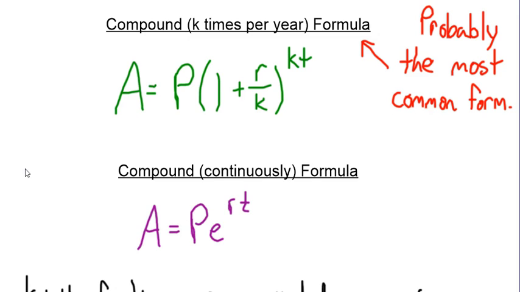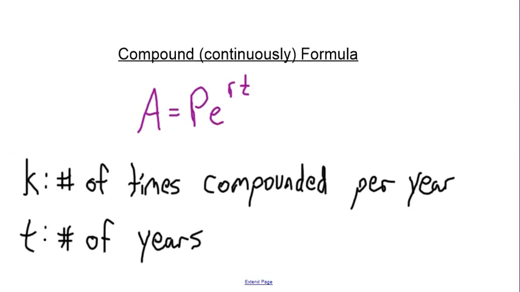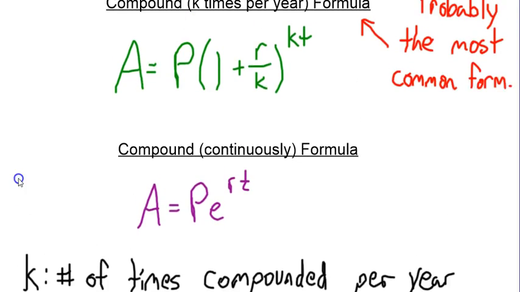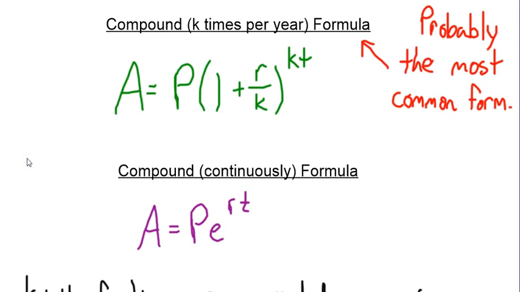If we look at compounded continuously, A equals P, our principal, times E. E, remember that is a constant number, 2.71828, raised to the exponent R times T. Okay, so if we look at what all those things stand for, the only different ones are K, which is the number of times compounded per year, and T, which is the number of years, rather than N. Okay, so the one that's probably used most often is compounded K times per year, so quarterly, monthly, things like that.